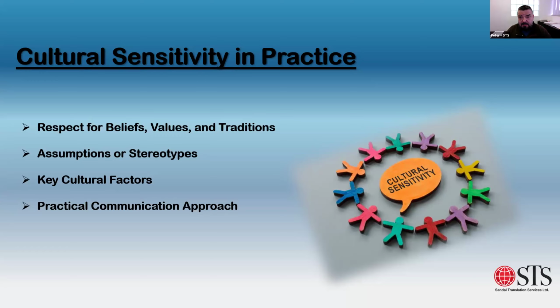So respect the beliefs, their values, their traditions, and whatever the culture of the patient is, their religion, their life experience, those things should be respected by the healthcare providers. And in that case, you are also there to help those healthcare providers understand if they cannot figure out different things, right?